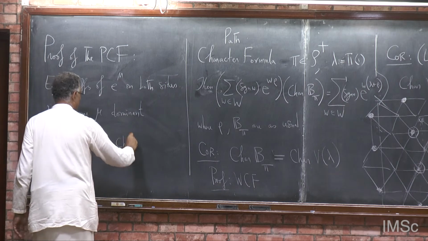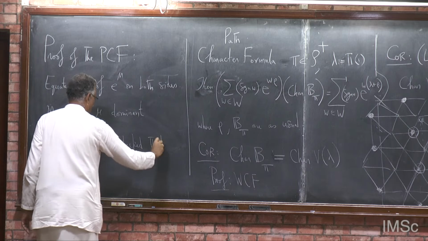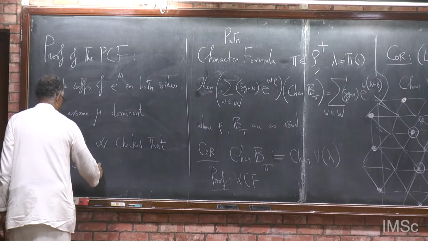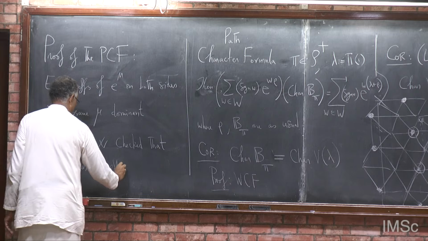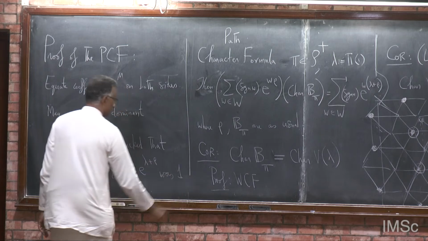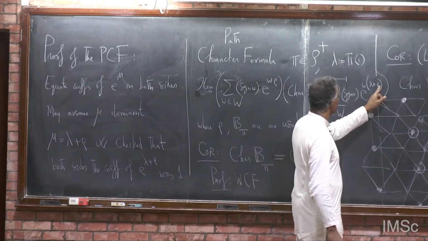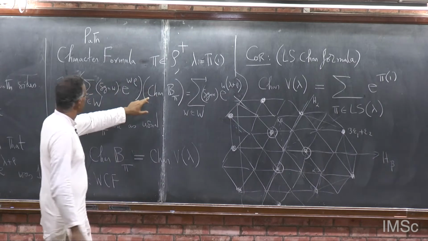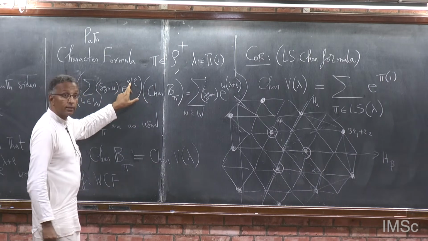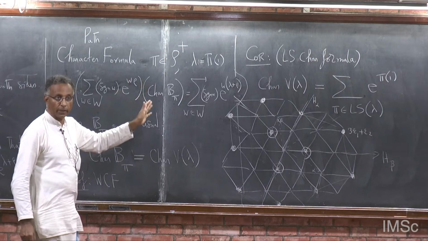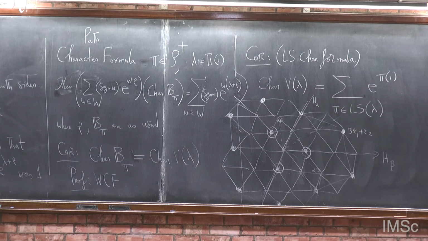Check that on both sides the coefficient of e to the lambda plus rho was 1. The only way you can get e to the lambda plus rho here is to take W equal to 1, and this has to be the straight line path. There is no other way. This is also fairly easy to see from whatever we have done. You should do this as a homework if that is not clear.